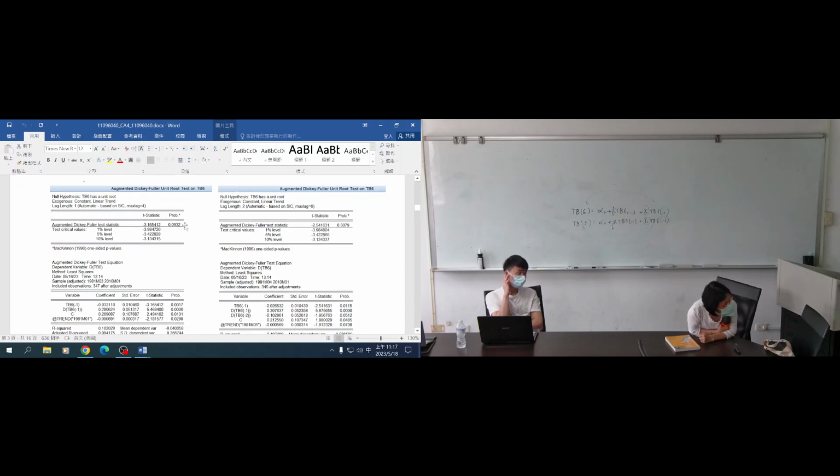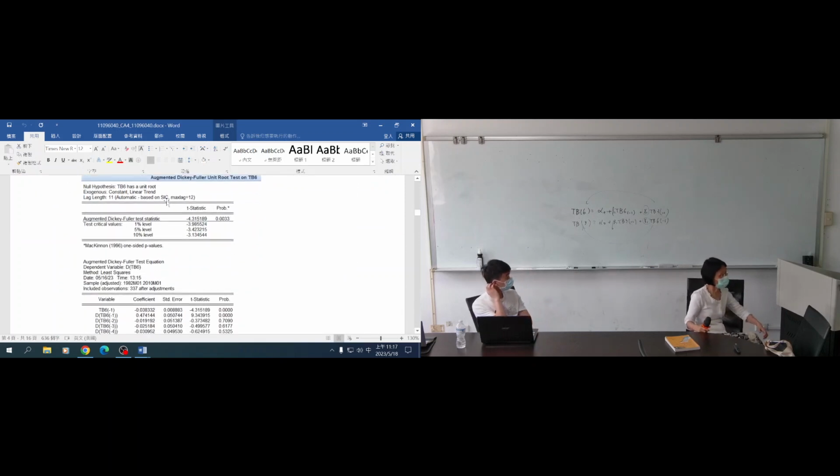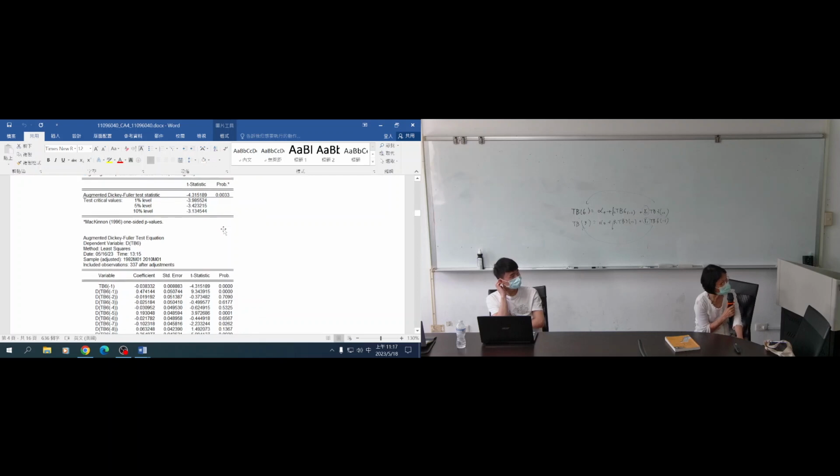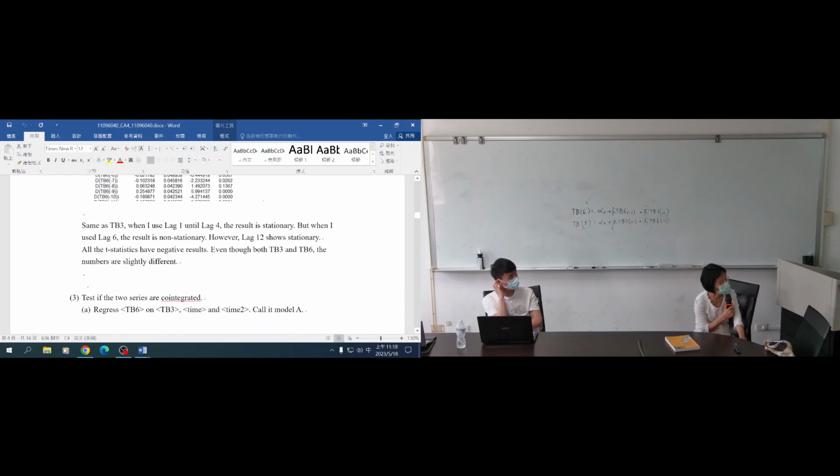For lag 4, it passes, and for lag 6, it didn't pass also, like the TB3. And for lag 12, it obviously passed the stationary. So the same as TB3, when I use 1 until 4, it's stationary, but when I use 6, it's non-stationary. And with 12, it's stationary.